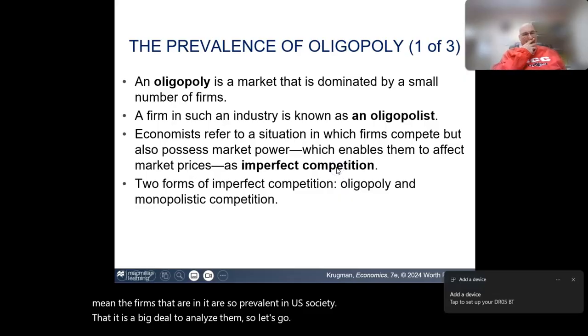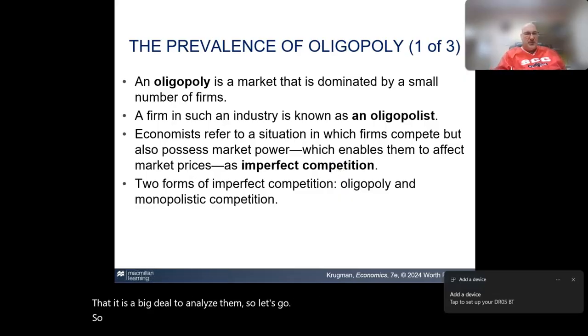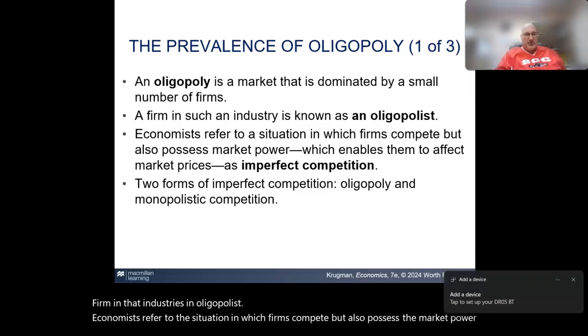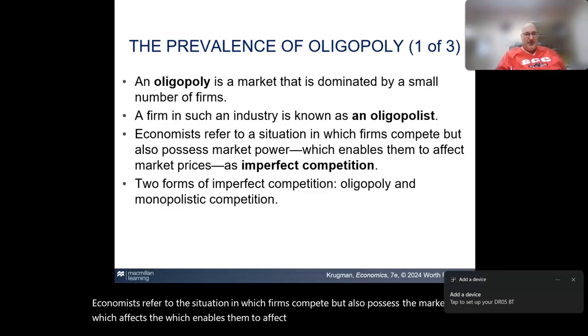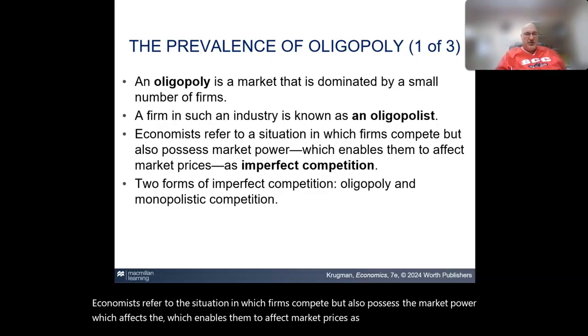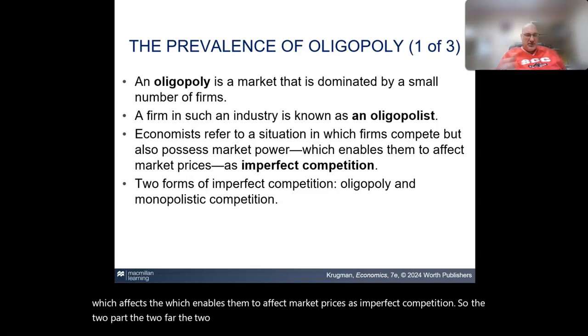So an oligopoly is a market dominated by a small number of firms. A firm in that industry is an oligopolist. Economists refer to the situation in which firms compete, but also possess the market power which enables them to affect market prices as imperfect competition. So the two types of imperfect competition that we'll discuss this chapter and next are oligopoly and monopolistic competition.